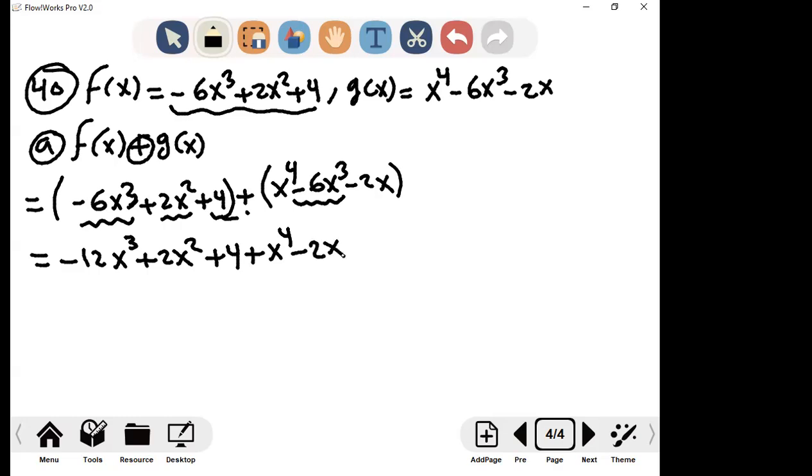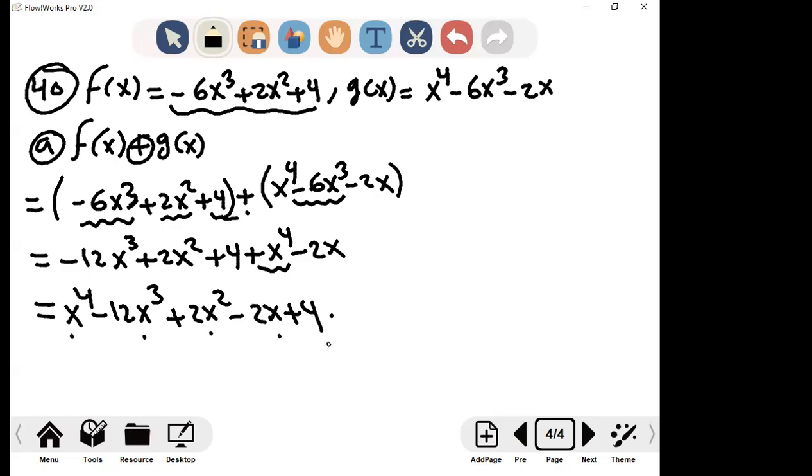Now, the question wants the degree, right? So we need the standard form. Here, we have only one variable. So write it in standard form, from the highest degree to the lowest degree. This is equal to x power 4, the first one, minus 12x power 3 plus 2x power 2 minus 2x plus 4, the constant. Here the degrees are 4, 3, 2, 1, and 0, right?